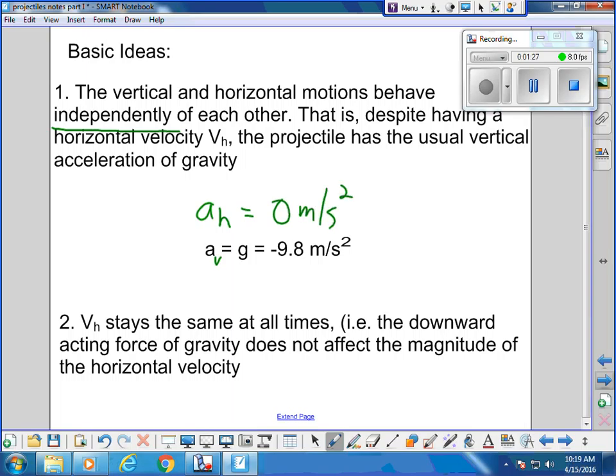Horizontal velocity is unchanging, unless there's some air resistance worded into the question for you. VH stays the same at all times. That's kind of the same idea, right? The downward acting force of gravity does not affect the magnitude of the horizontal velocity. So the horizontal velocity, almost 99% of the time, remains the same throughout the problem.